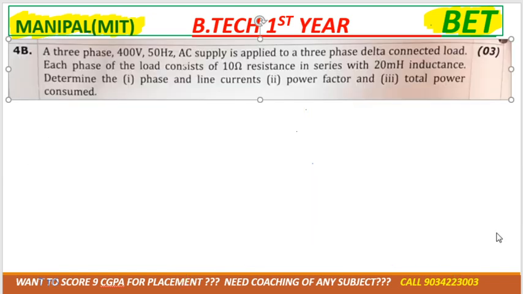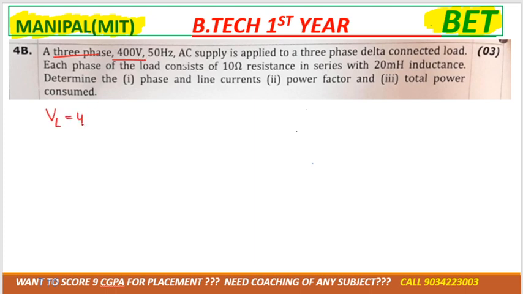See in this case, they said a 3-phase 400 volt. Here the line voltage is how much? 400 volt. Now you'll ask, ma'am, how do you know it's the line voltage? They'll never mention which voltage it is, and if they didn't mention anything, you have to take that voltage automatically as the line voltage only. So VL is equal to 400 volt. 50 hertz is the frequency. Write down frequency is equal to 50 hertz.